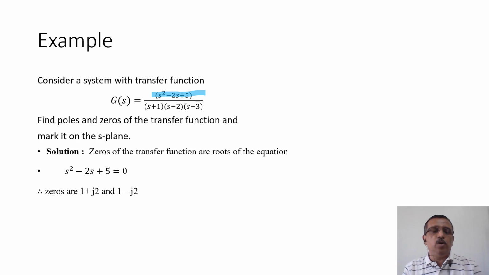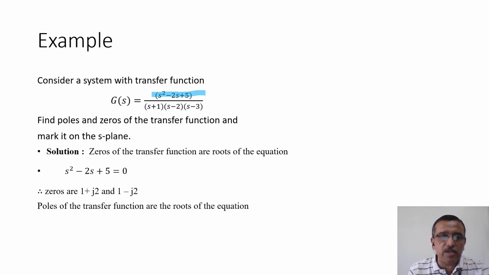So you can find the root of this equation, s square minus 2s plus 5 equal to 0. All of you know from your school days, minus b plus or minus root of b square minus 4ac by 2a. You will get this as 1 plus j2 and 1 minus j2.